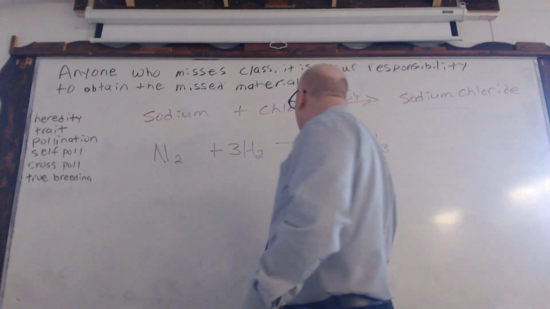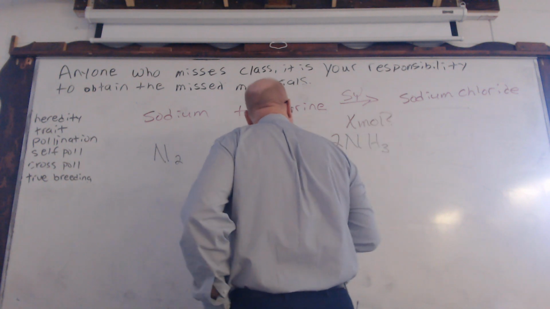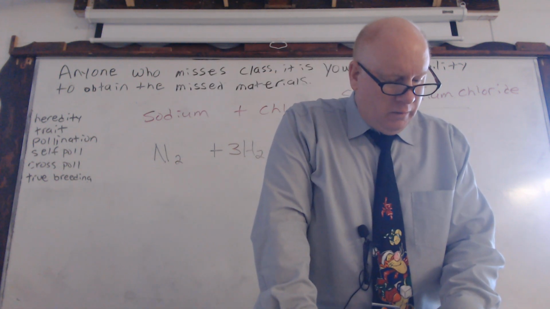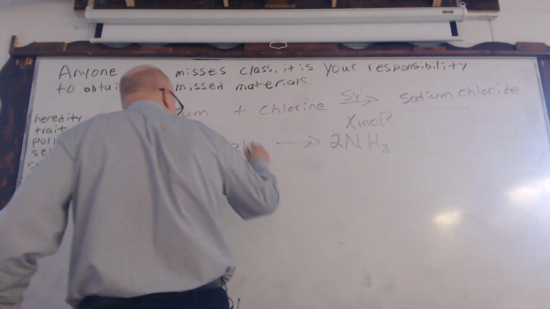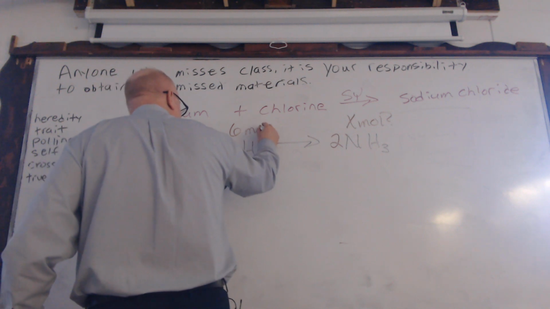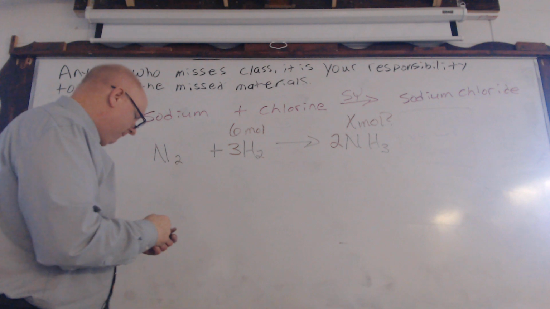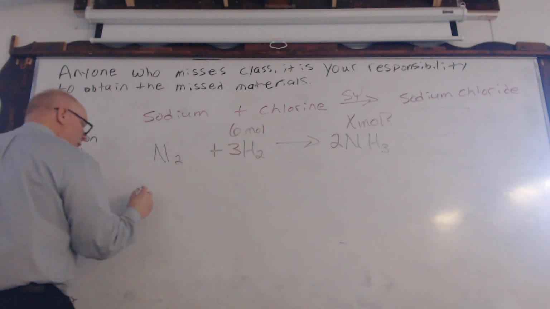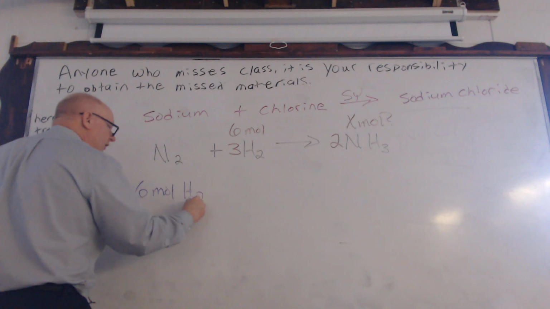So how many moles of this? We don't know, because that's what it's asking. How many moles are produced when 6 moles of hydrogen gas. So if we got 6 moles of that, how many moles of this are going to be produced? So there's only one place to start, and that's with this. So 6 moles of hydrogen.